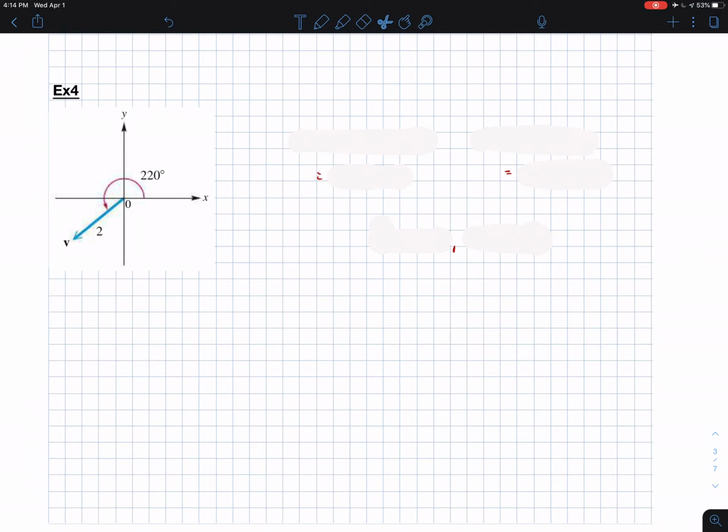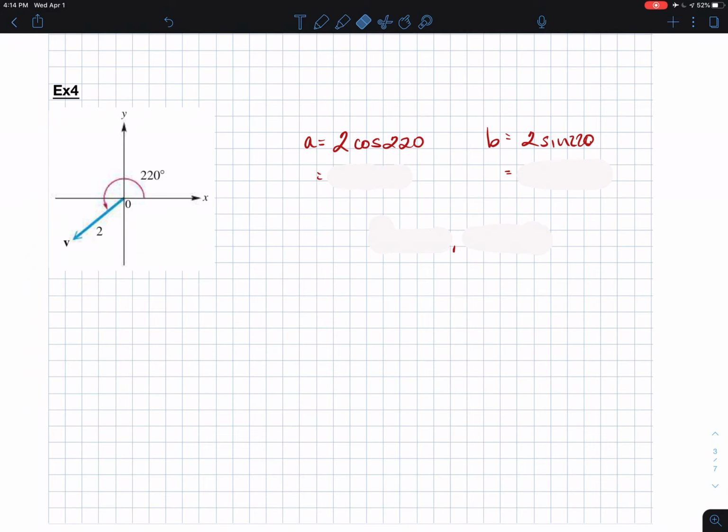So once again, when you ask yourself the two questions, what do you have? What do you want? When you look at your picture, you have an r and a theta, and when you go back to the directions, you're being asked for legs. So let's set up our two equations. We'll go ahead and substitute the radius and the theta.